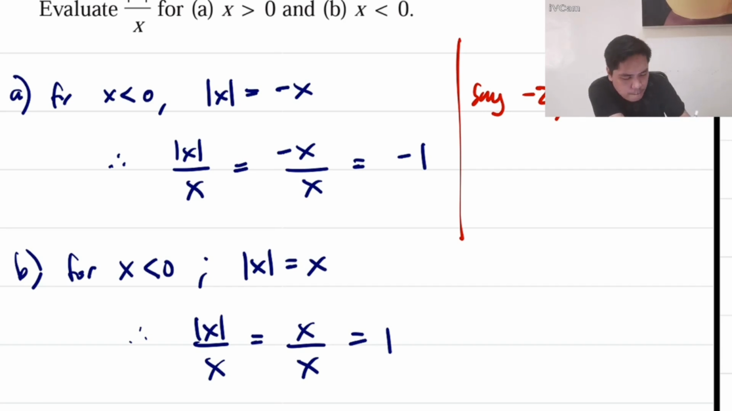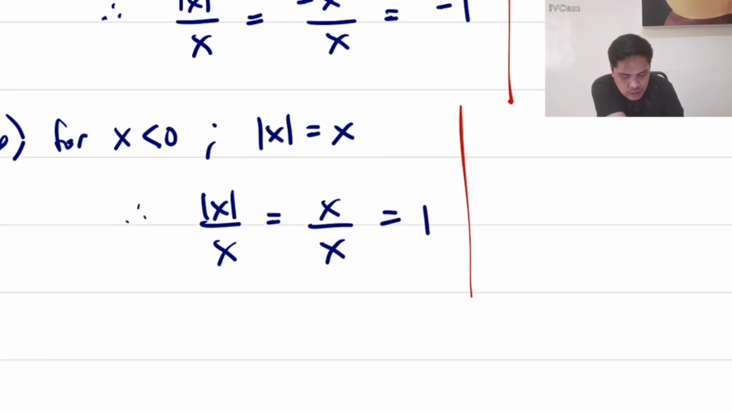So, therefore, absolute value of negative 2 over negative 2, that would be, what, the absolute value of negative 2 is 2 over negative 2. So, the answer is negative 1. Okay. Let's look at a value that is greater than 0. Say, positive 3 is greater than 0.